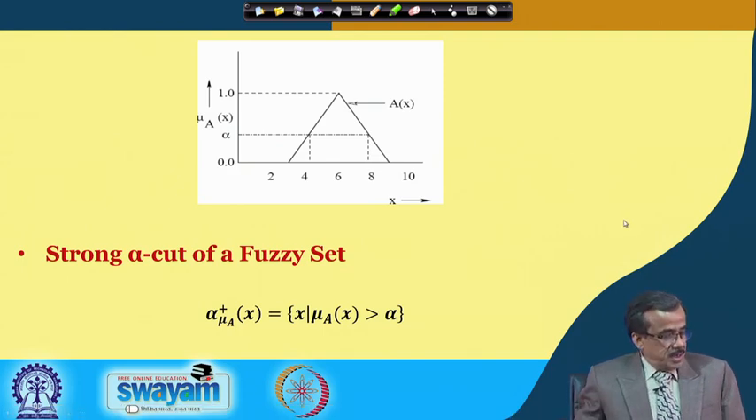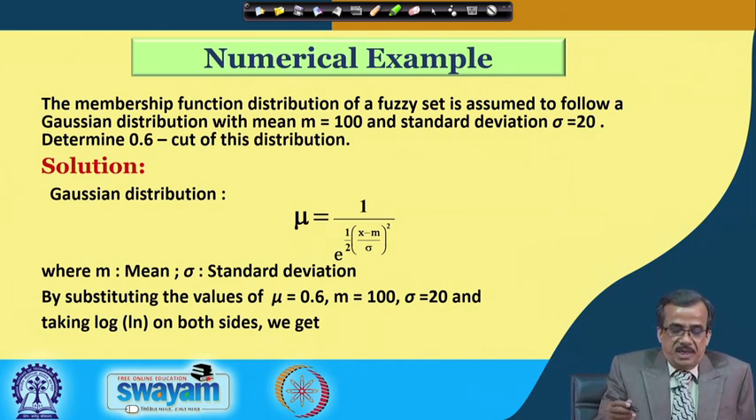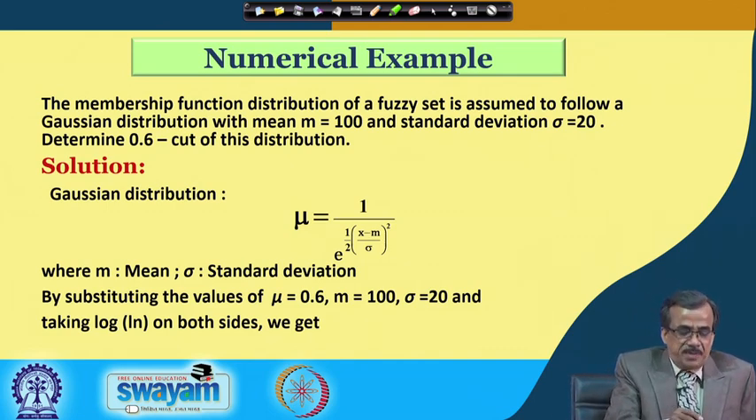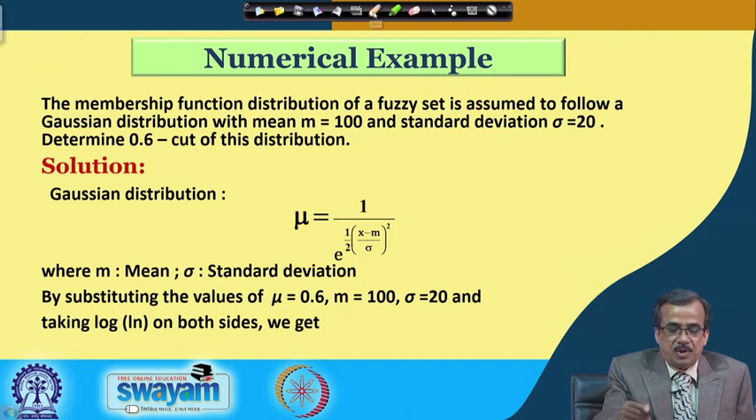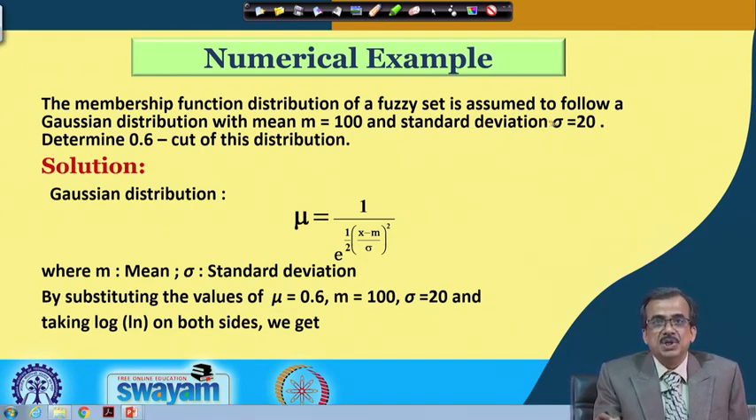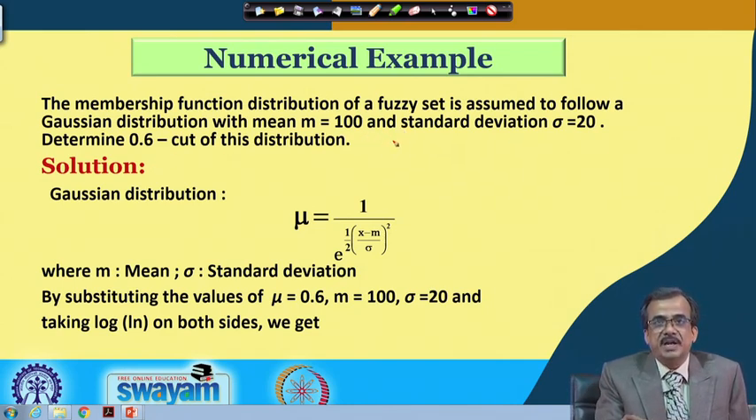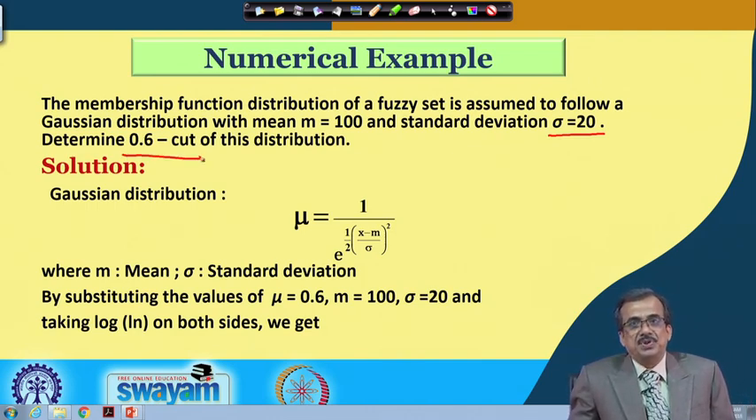Now, we are going to solve one numerical example just to make it more clear. The statement of the numerical example is as follows. The membership function distribution of a fuzzy set is assumed to follow a Gaussian distribution with mean m equal to 100 and standard deviation sigma equal to 20. Now, determine the 0.6 cut of this distribution.